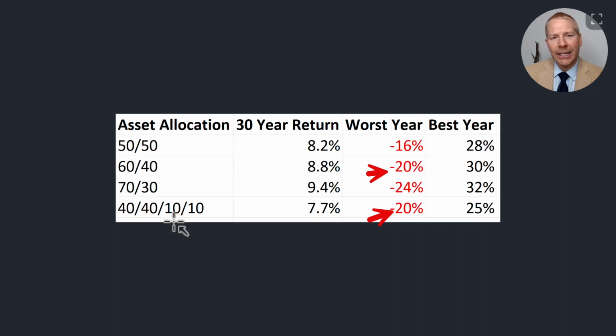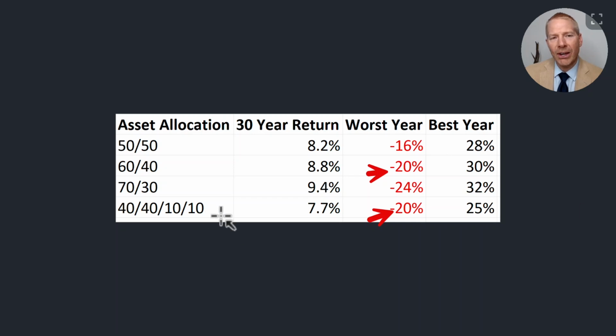By adding in commodities and real estate, most people would assume that we're further diversifying the portfolio, and therefore we would expect to have more downside protection in a bad market. But that wasn't the case. And we gave up long-term compound total returns to get that diversification. It didn't work out. We also capped our upside. The best year for this 40-40-10-10 was only 25% compared to the 60-40 that had a best year of 30%.